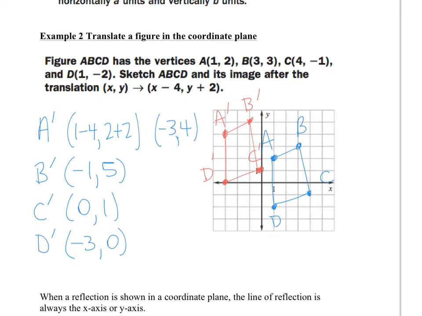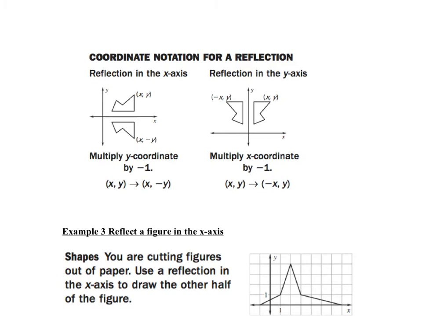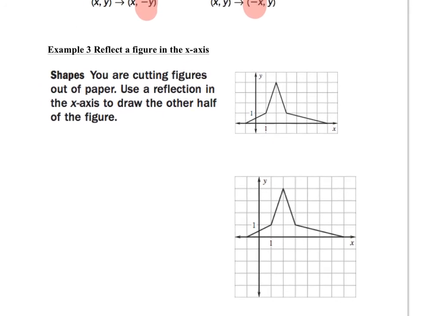Translations. When a reflection is shown, the line of reflection is always the x or the y axis. So coordinate notation, if I'm reflecting across the x, is going to be the opposite of y. And if I'm reflecting across the y, it's going to be the opposite of x. So in this example, I'm cutting out figures and I use reflection in the x-axis to draw the other half of the figure.